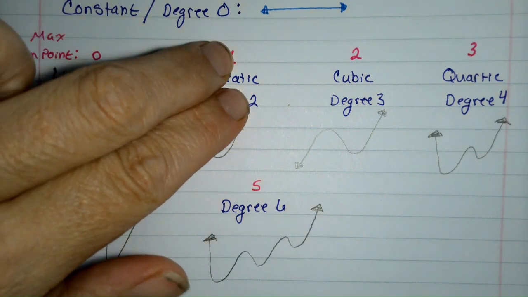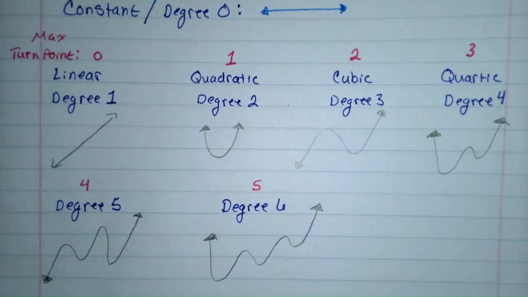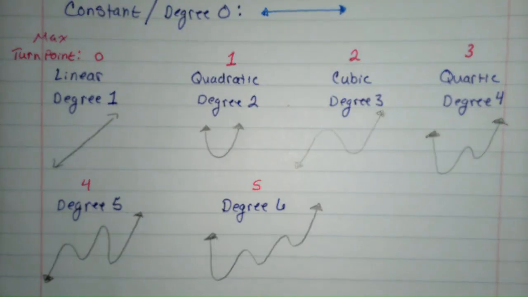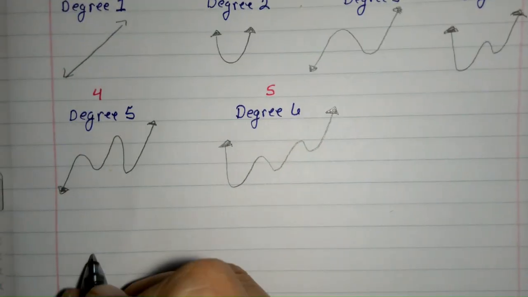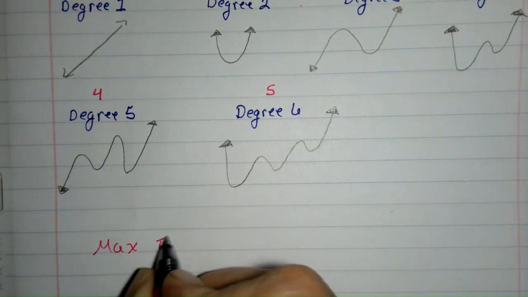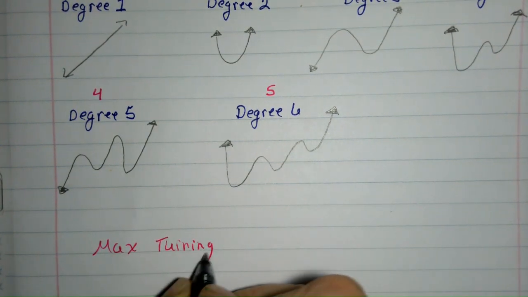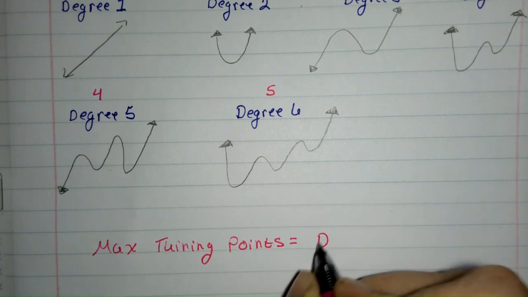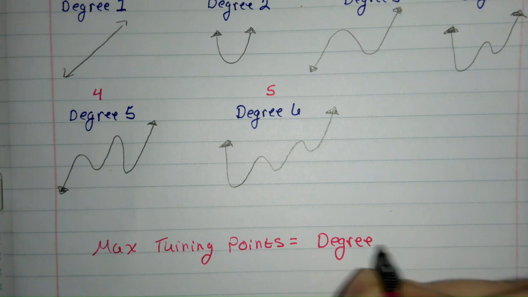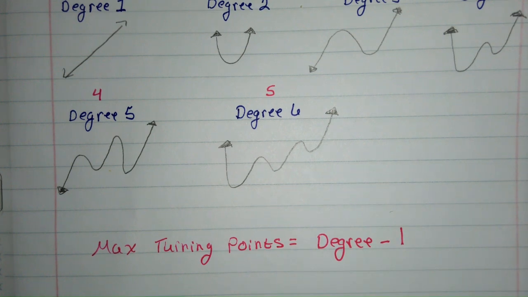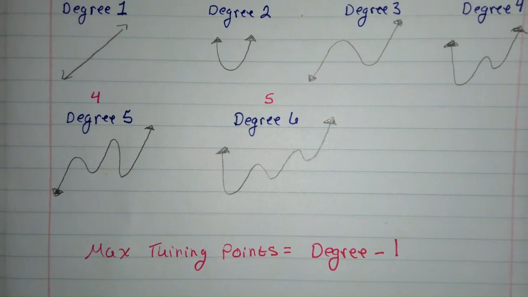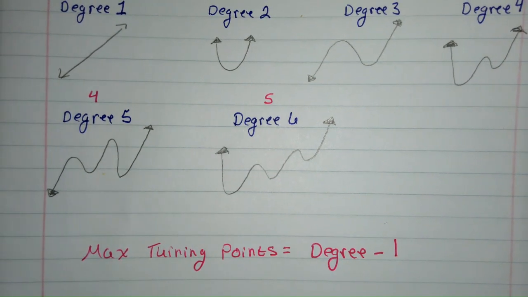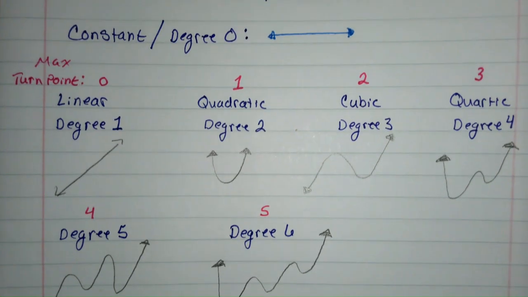Zero to 1, 1 to 2, 2 to 3, 3 to 4. Your max turning point equals your degree minus 1. Again, you could turn fewer times, but you can't turn more.